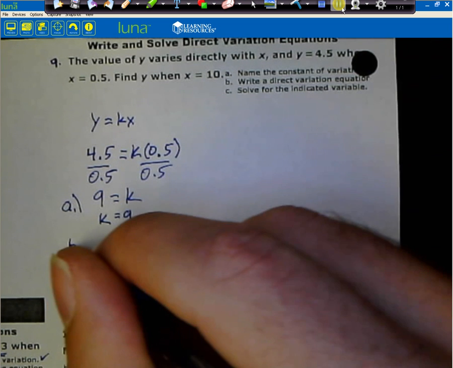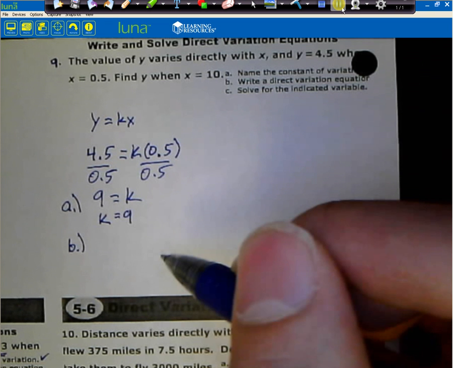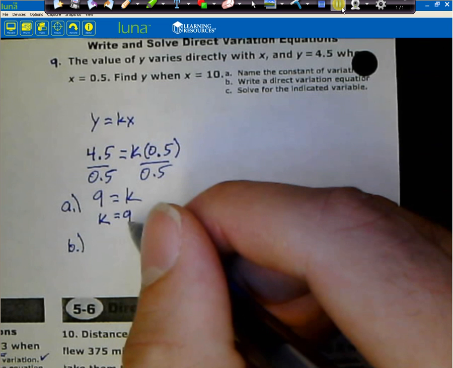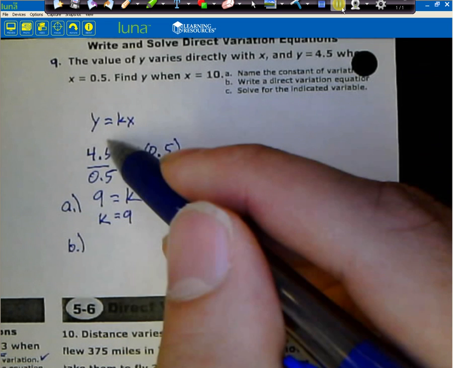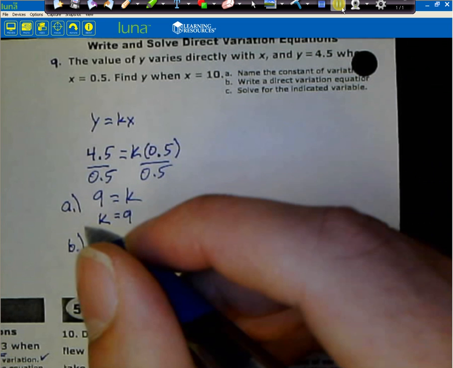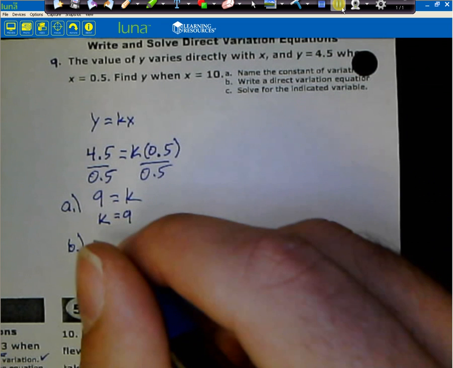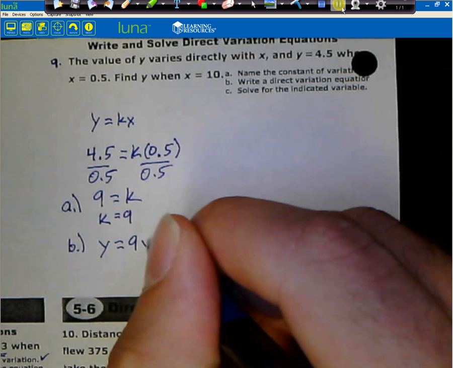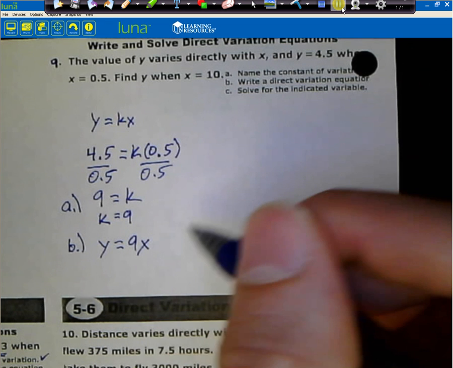Now in part B, we're going to write the direct variation equation. All that means is we're going to plug 9, our constant of variation, into this original formula up here. That's all we're doing when we're asked to write the direct variation equation. So we've got y equals 9x. That is our direct variation equation.